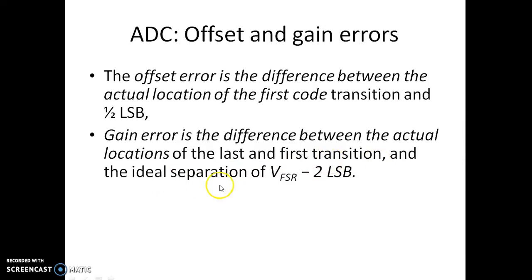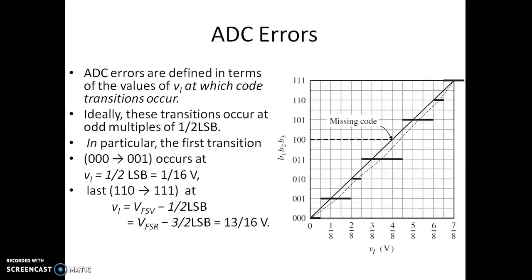Similarly, gain error is the difference between the actual output location of the last and the first transition. The ideal separation should be VFSR minus 2 LSB. What does this mean? Suppose you just go back to the previous slide here, see here, this is the first separation.